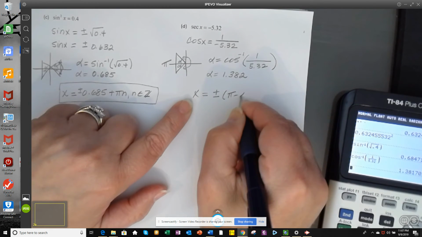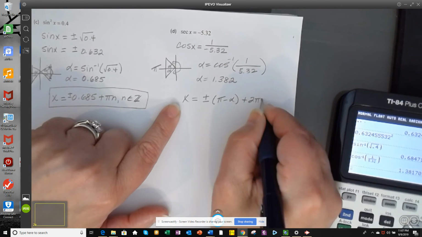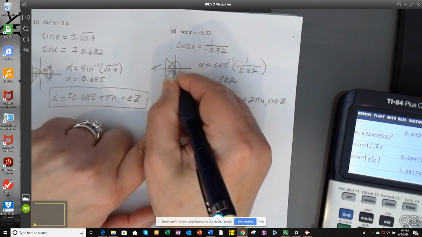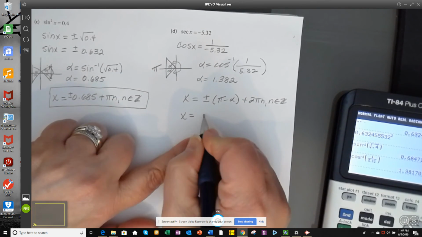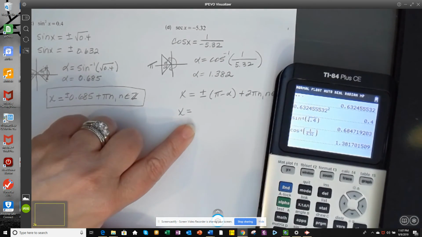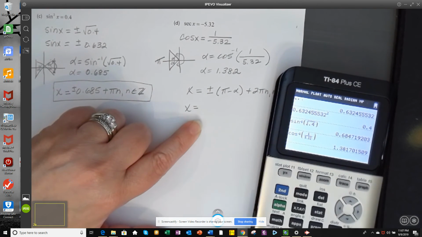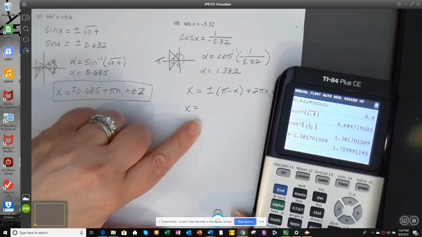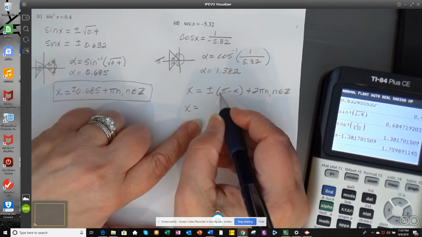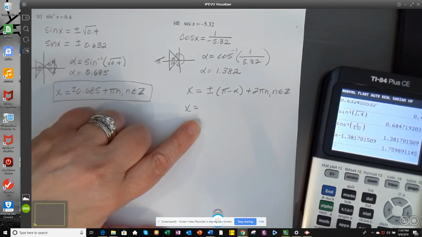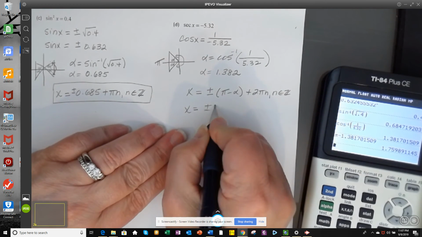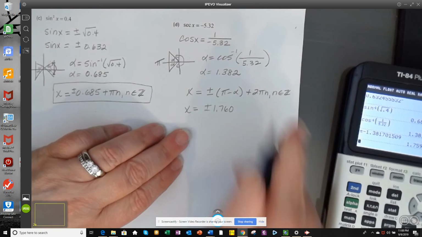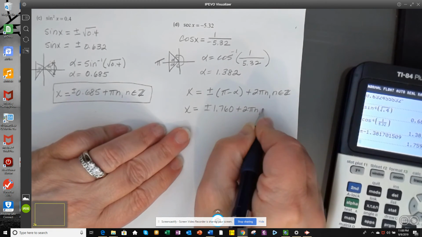So my first solution is going to be plus or minus pi minus alpha plus 2 pi n and an element of the integer set, because I'd have to go all the way around to hit it again. But what is pi minus alpha? Well, that's easy enough to calculate. We're going to go second pi minus, grab this one and subtract, and we get 1.760. Whoops, I should say my plus or minus. Plus or minus 1.760 plus 2 pi n and an element of the integer set.